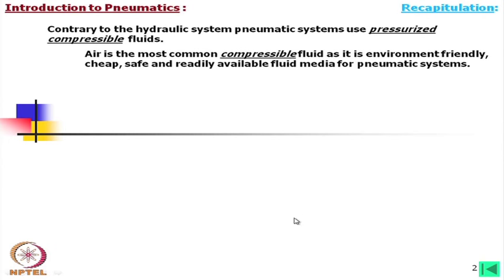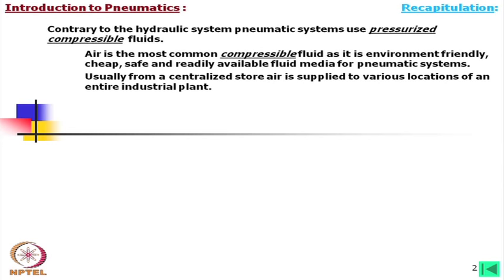Fluid media for pneumatic systems. Usually from a centralized store, air is supplied to various locations of an entire industrial plant. Now, for the preparation of air, we need a compressor, which at its inlet accepts air from the atmosphere, which we call standard air. At the inlet of the compressor there is a filter or strainer, but actual filtration is done after it is compressed. That air is not only compressed, it needs many other preparation processes before it is allowed to enter into a pneumatic system.